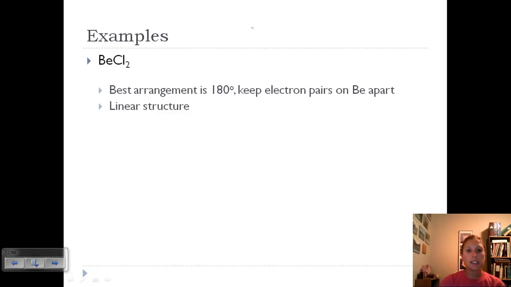First we have BeCl2, and I've already done the Lewis structure for you to save some time, but maybe this would be a good opportunity to pause and double check the Lewis structure with mine, making sure that you are okay doing those. Remember, beryllium's an exception, and so it's going to look linear in structure. Now this is carbon dioxide, but you can see that it's still linear. So linear, 180 degrees. We're keeping these bonded pairs as far away from each other as possible, and that's going to give us a linear structure.